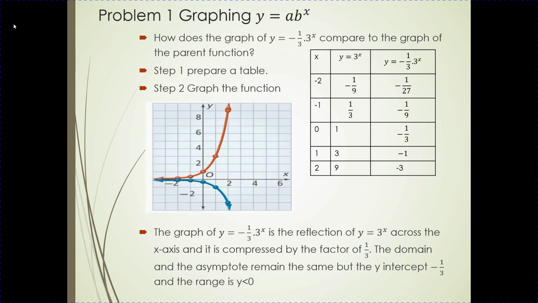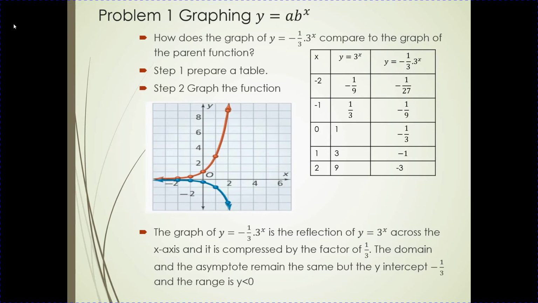As you can see, the two graphs will not touch the x-axis, which means that the x-axis is the asymptote of the graph, or y is equal to 0 is the asymptote of the graph. And the range for the first one is the set of all positive real numbers. But for the graph of y is equal to negative 1 over 3 times 3 to the power of x, the range is y less than 0.